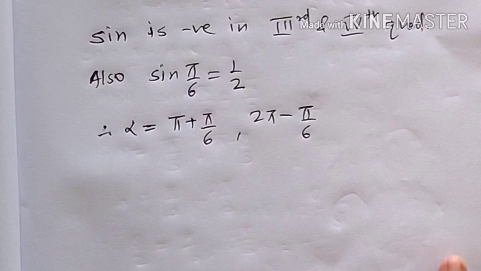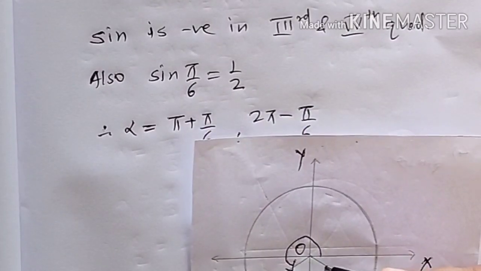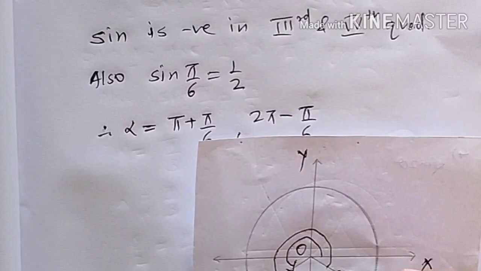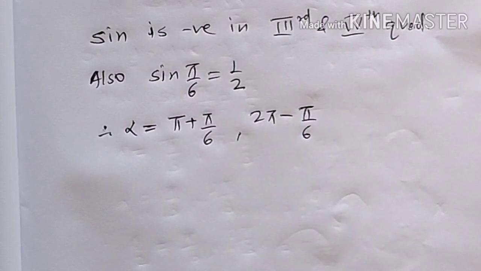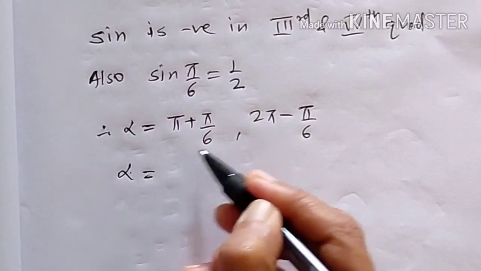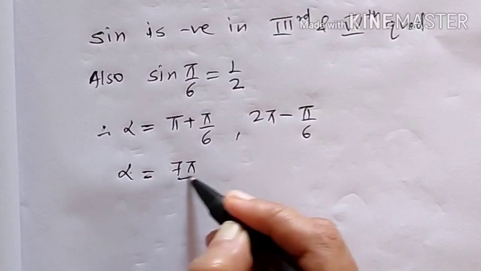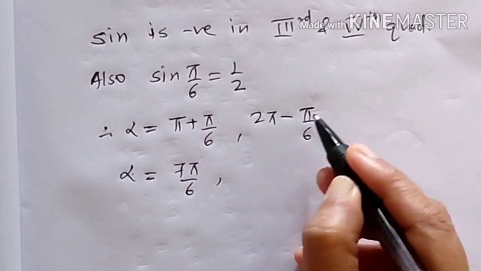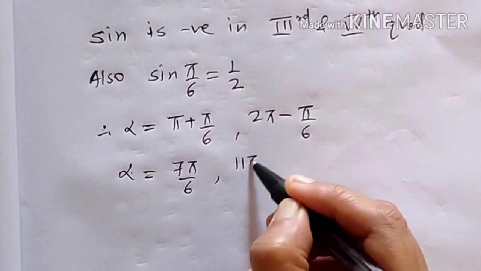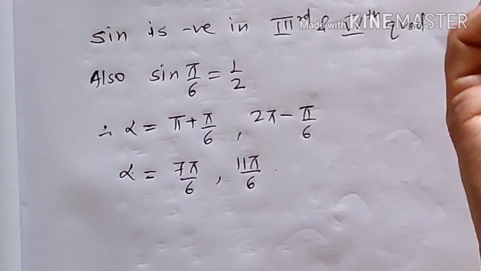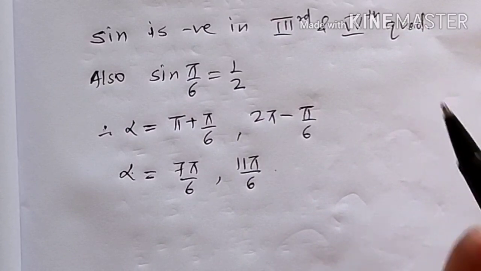This is the second possibility here. So this particular angle is 2 pi minus pi by 6. So alpha is equal to 7 pi by 6, or 11 pi by 6. These are the possibilities for alpha, but we are interested in finding 2 theta. And what else do we know?